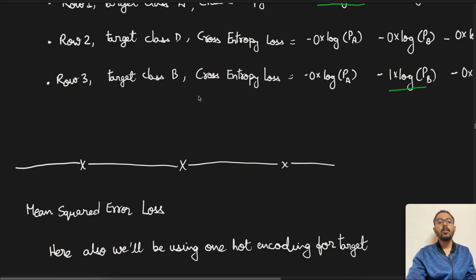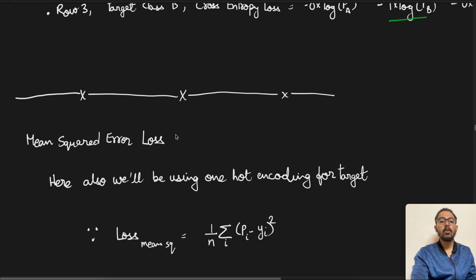So here we will again use one hot encoding for the target. This is essential since we are in a multi-class classification problem. The loss function here will be determined by a separate formula, which is 1/n summation over i of (pi minus yi) whole squared inside the summation.